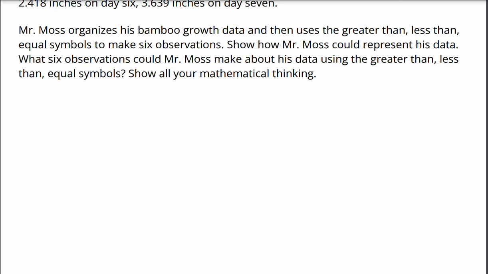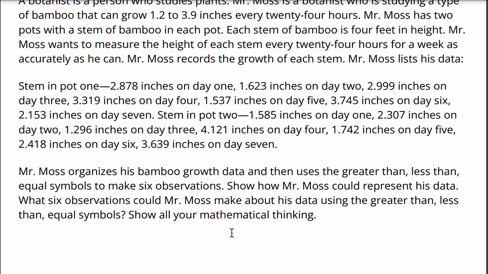So I would come down here to my chart where I have stem 1 of bamboo, and I would label day 1, day 2, day 3, day 4, day 5, day 6, and day 7. So that way I'm keeping track of my work, and I would do the same thing over here on the right side to keep the numbers organized and neat.